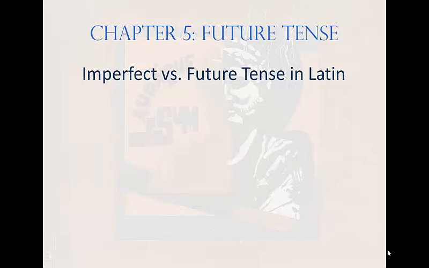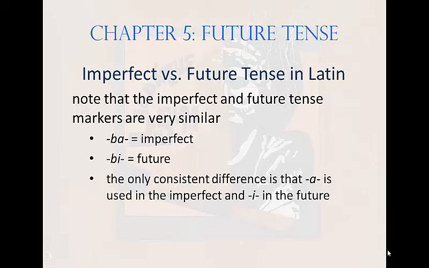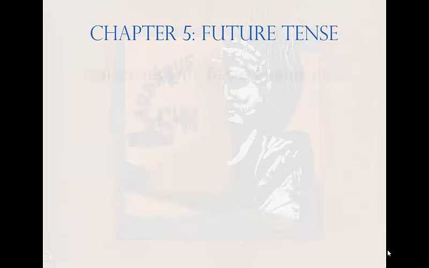Before we leave them, let's review the imperfect and future tense in Latin. Note that the imperfect and future tense markers are very similar. BA signifies the imperfect, BI signifies the future. The only consistent difference is that A is used in the imperfect and I is used in the future. Remember also that the imperfect has no irregular forms, while the future has two, bo and bunt.